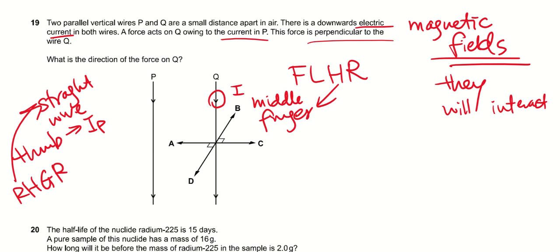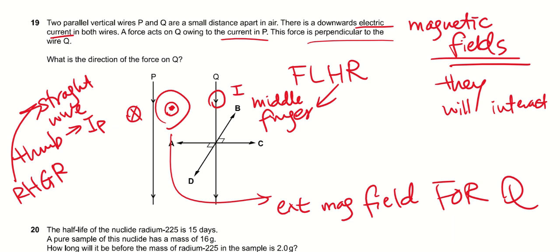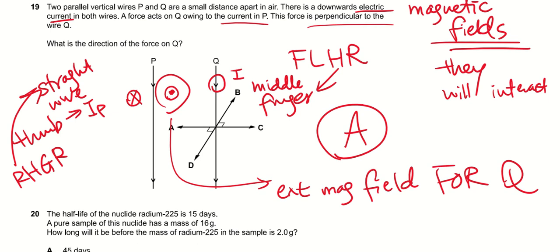If I do that, my thumb is actually pointing to the bottom of the screen. So over here, the magnetic field is entering, and over here it is coming out. So this will be the external magnetic field, produced by P. So this is the external magnetic field for Q. It's not produced by Q. This is going to be my external magnetic field direction for Q. So with that, the direction is A. This one is tough, needs more time.